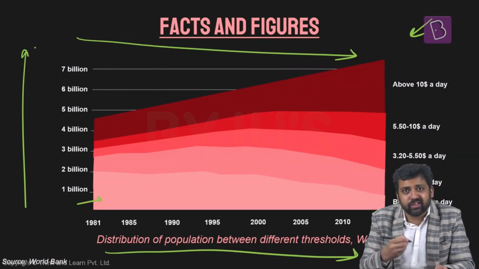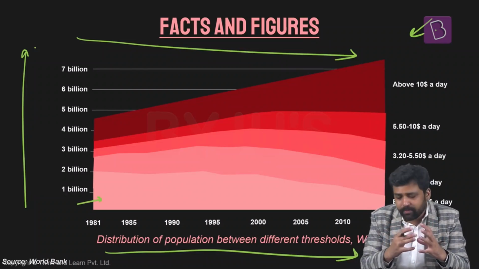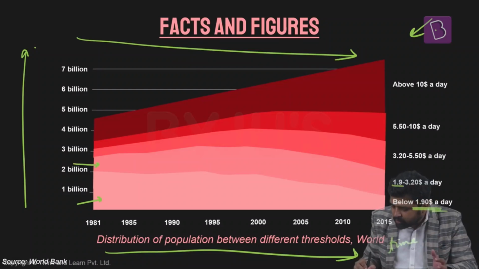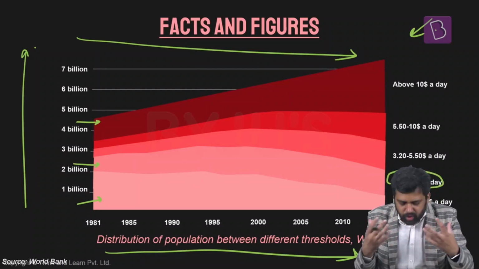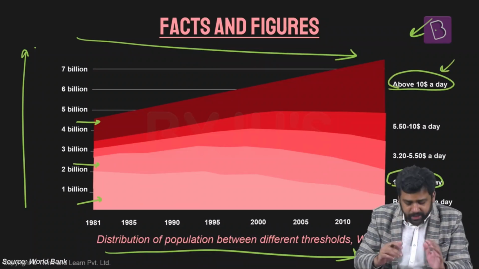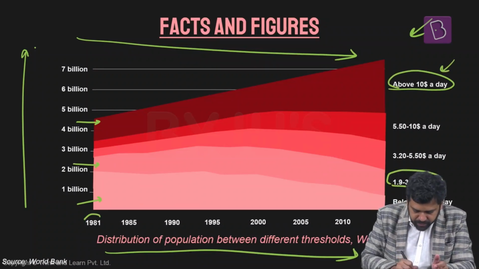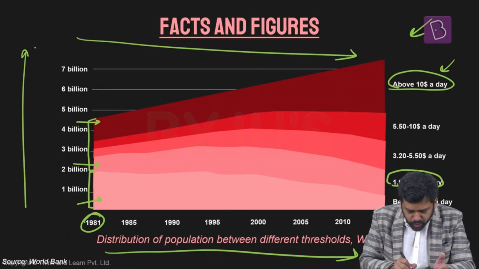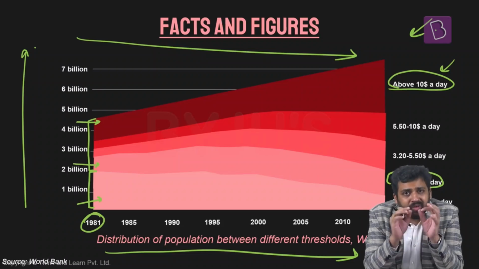For example, this light pink that you see denotes the number of people at any point of time who are living below $1.9 a day. This slightly darker pink shows the number of people living on $1.9 to $3.2 per day. The dark red or maroon denotes the number of people who are living above $10 a day, right? So this color coding helps you understand that. Now let's look at 1981, right? So this particular year. In 1981, you can observe that a large chunk is light pink, and the other colors are comparatively small. So it basically denotes that a large chunk of the population at that point of time was under extreme poverty.